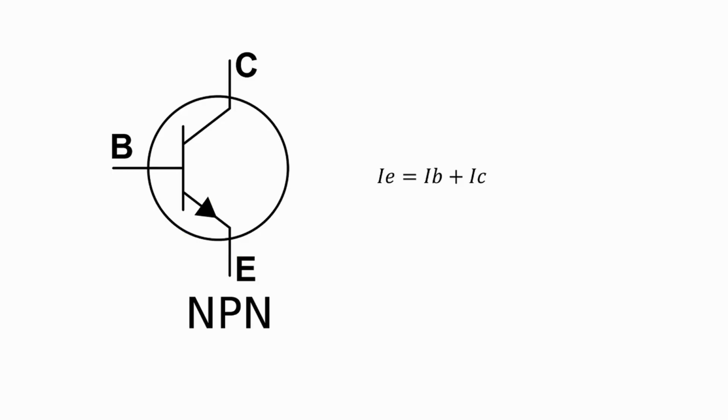An NPN transistor has three terminals: the collector, which is C in this diagram, the base, which is B in this diagram, and the emitter, which is E in this diagram. For an NPN transistor, current flowing out of the emitter is equal to the combined current flowing into the base and the collector. Or in other words, IE equals IB plus IC.